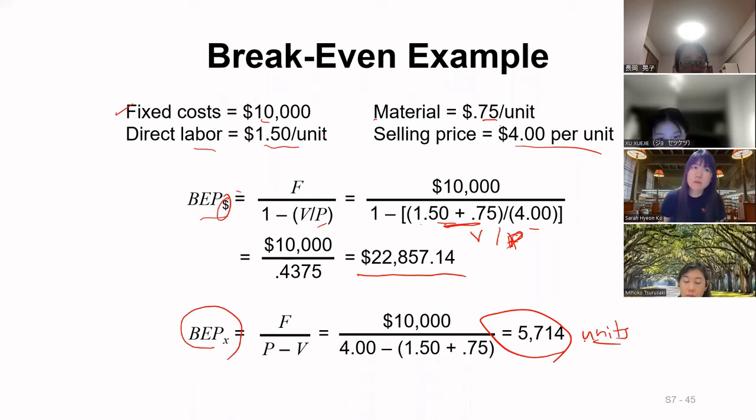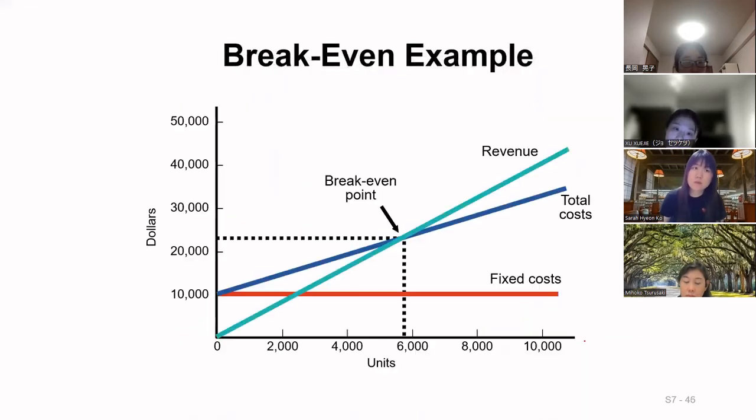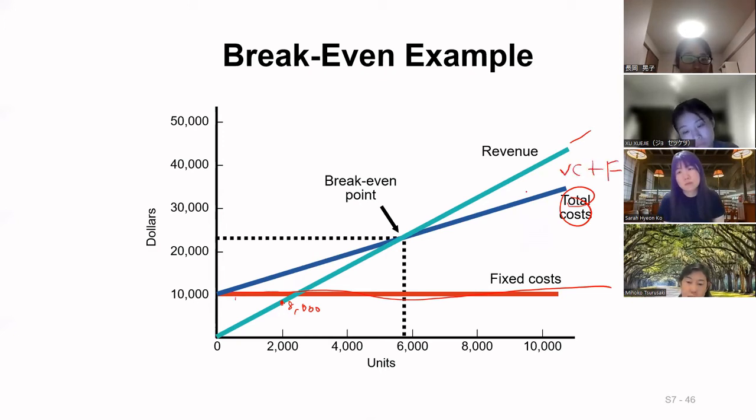Okay. We can show that in the graph actually. So how to get this graph? Just multiply 2,000 by four ringgit, $4. So this is actually 8,000. Okay, 8,000 point. So that's why it's less than 10,000. Fixed cost is 10,000. So this red line is fixed cost. This is revenue. This is total cost. Total cost is variable cost plus fixed cost, right?